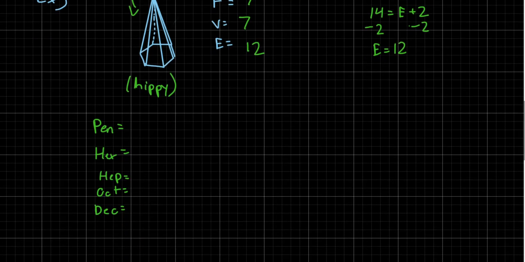Okay, if I say a pentagon, how many sides do I have? 5. Hexagon has how many sides? Heptagon, these are French words, by the way. 7. Octagon, 8. And decagon, 10. Yep, these are French words.